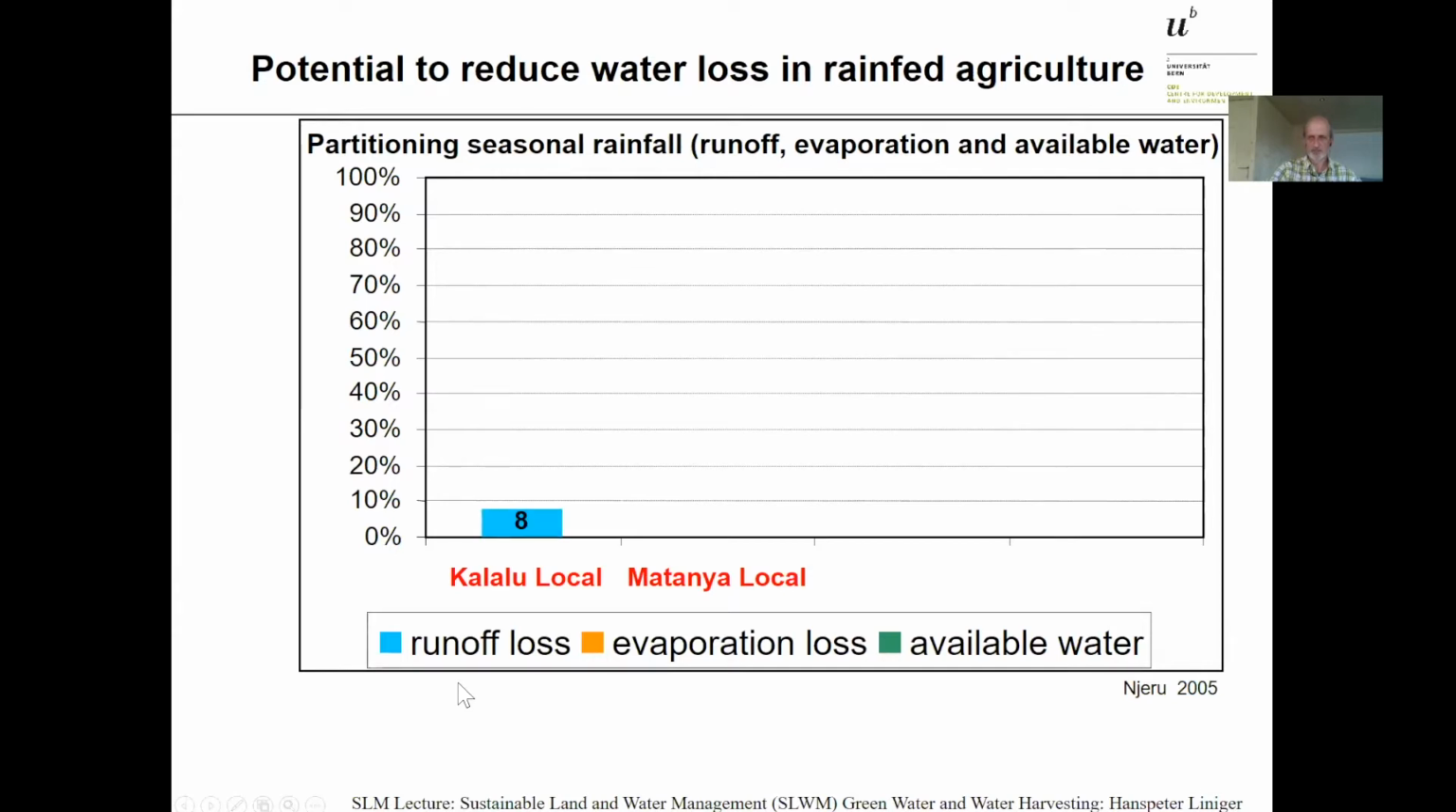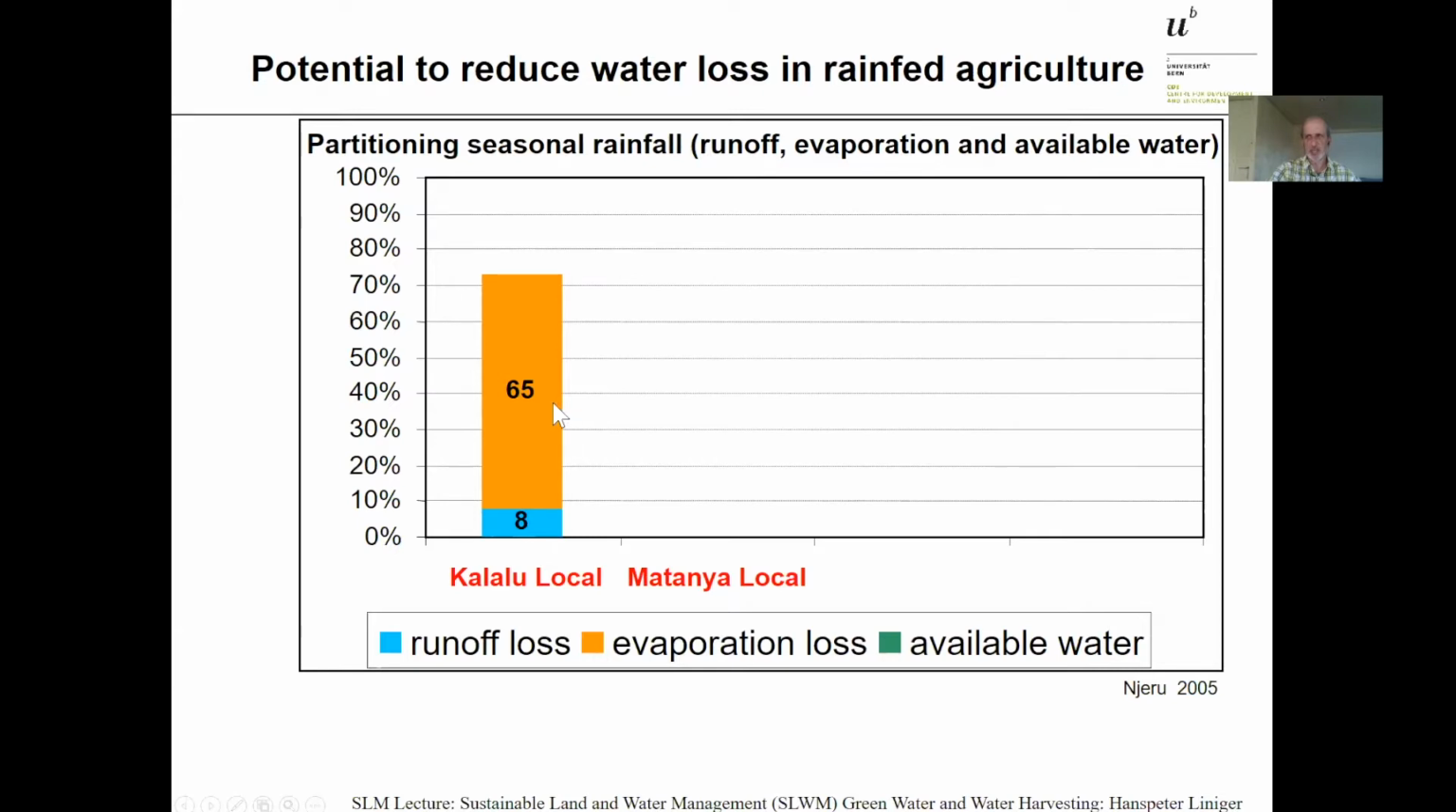8%. I'm quite sure you would have guessed more. That's average over the whole growing season. In strong rainfall events, you can have 20, 30%, 40% of the rainfall that flows away. But over the whole growing period, 8%. Now, what is the next?